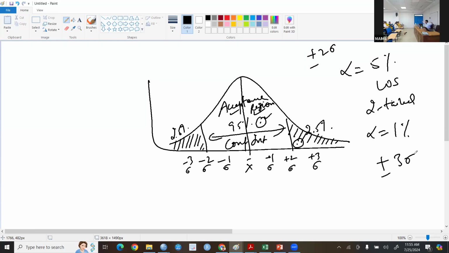Then the confidence interval increases. 1% is a more robust level of significance. But in social sciences, we take 5%. If somebody is here and we include that person into the data analysis, then this is called type 2 error, which we should not commit.